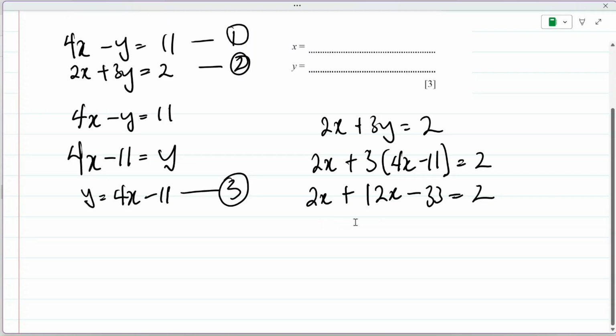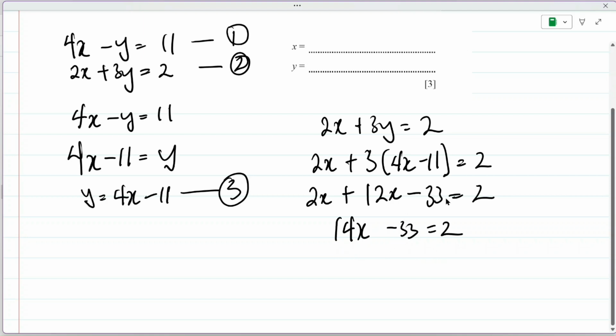At this point, we add the like terms, which are 2x and 12x. 2x plus 12x is 14x minus 33 equals 2. We're looking for x, and this 14 is linked to this x. We can't deal with this 14 first because it complicates the process. We work with the minus 33 first.